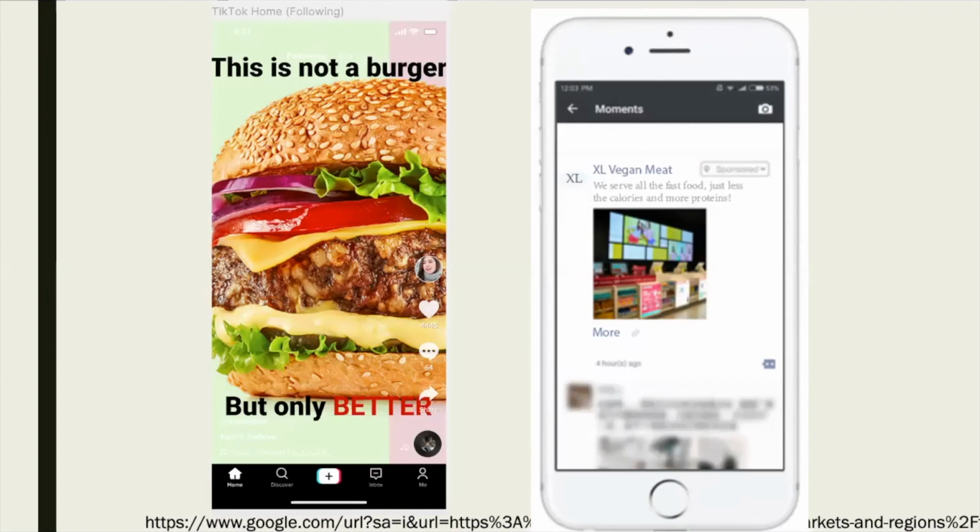These are the two sample ads that I'm planning to show you today. On the left is a screenshot of our video for the TikTok ad. And it says, "This is not a burger, but only better." We want to emphasize that our product is much better than a meat product, and it helps you become fit, become healthier. And the second is the WeChat Moments ad.